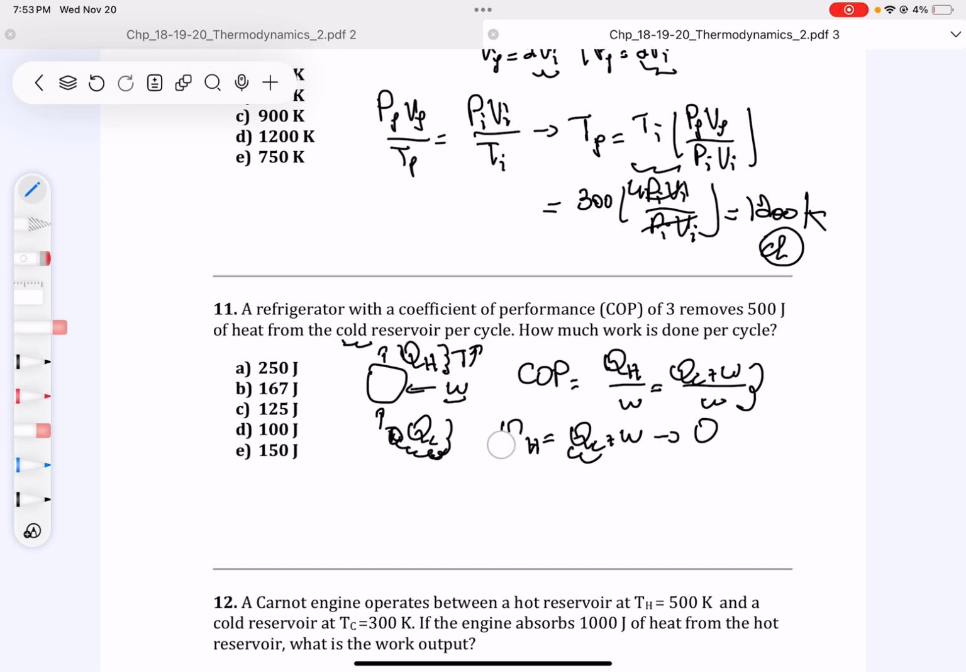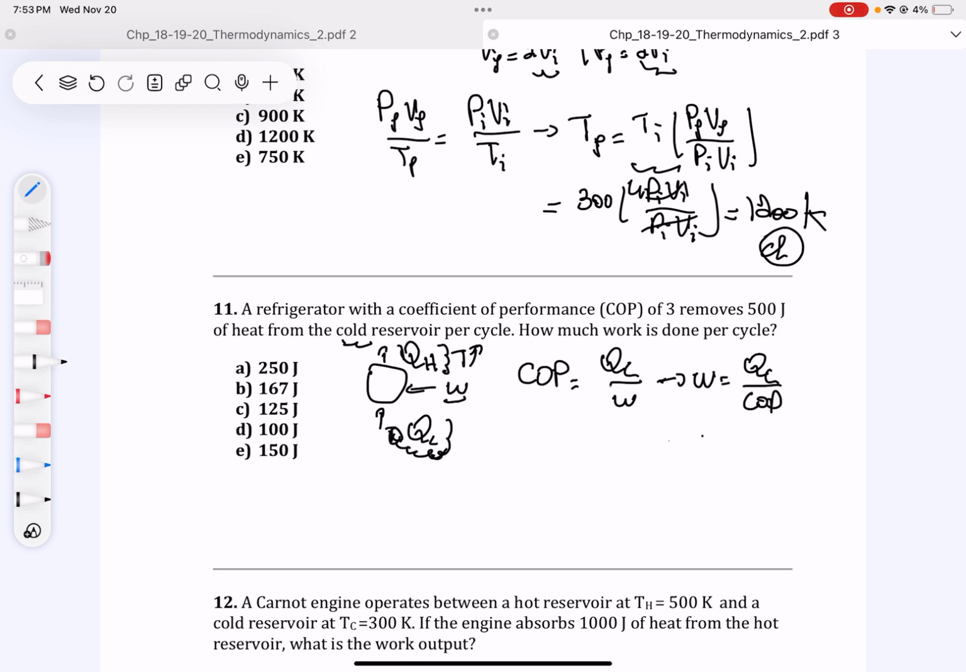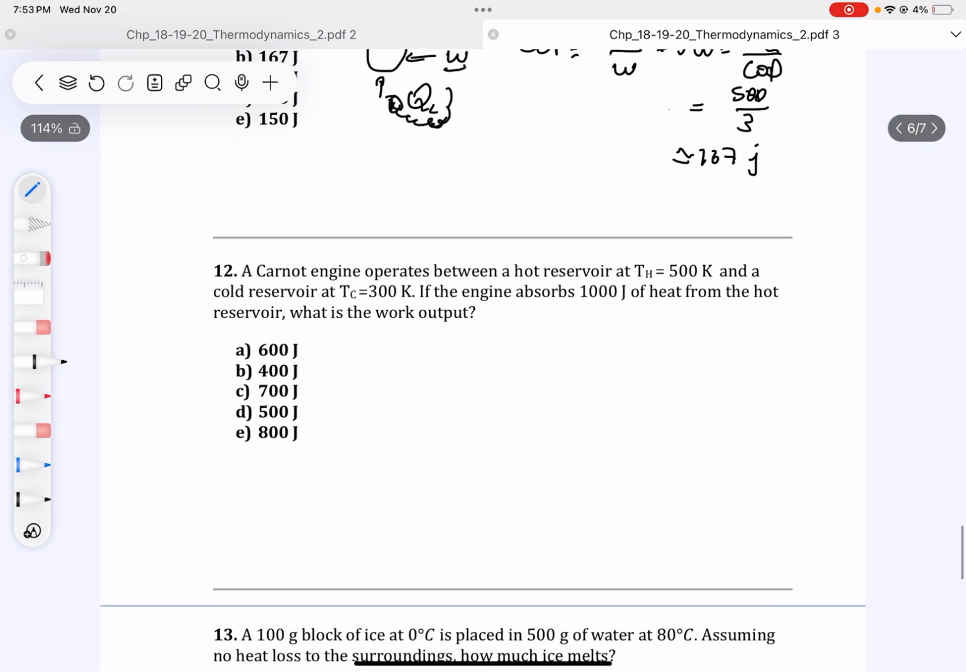But here, it's a refrigerator, then it's QC over W. Then W is just QC over COP, the coefficient of performance, 500 over 3, which is approximately 167 joule. Okay. And here, let's continue.